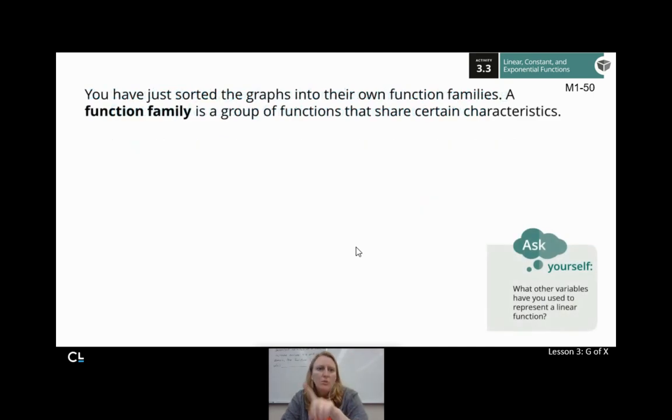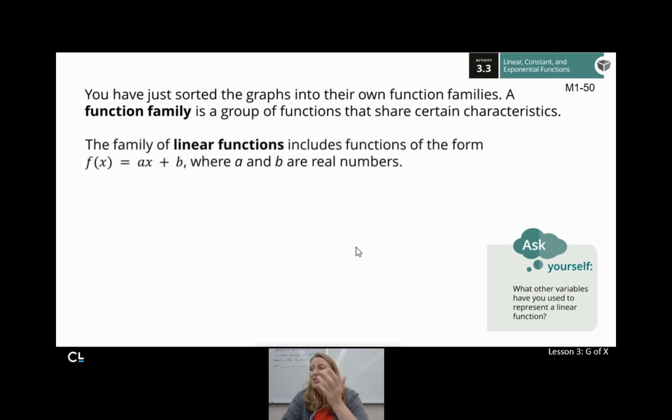You have just sorted the graphs into their own function families. A function family is a group of functions that share certain characteristics. You just found the family of linear functions. That was our first group. The family of linear functions includes functions of the form f of x equals ax plus b, where a and b are real numbers. You may know it better as y equals mx plus b. Same thing, we're just using function notation and we're using an a to represent our slope instead of an m. But yeah, these are linear, right? They made straight lines. These are our linear functions.